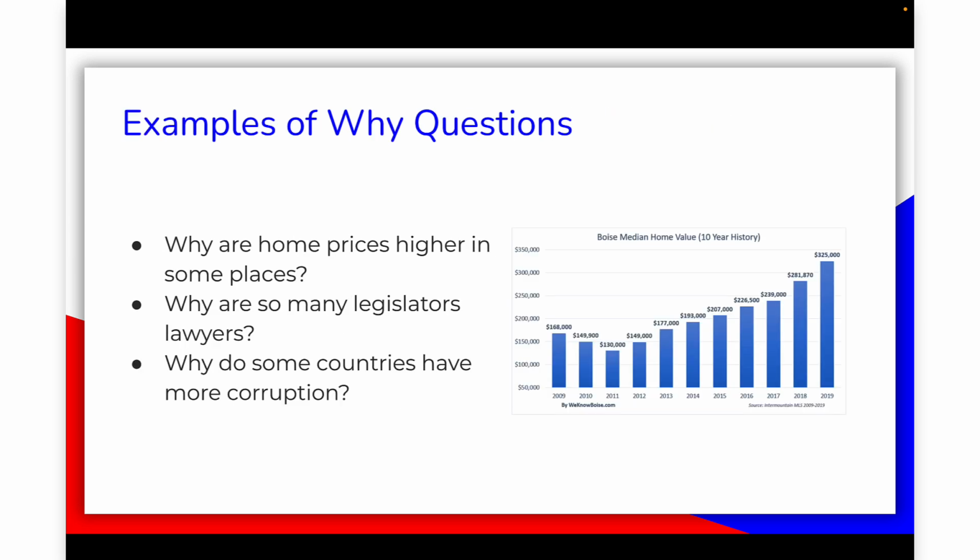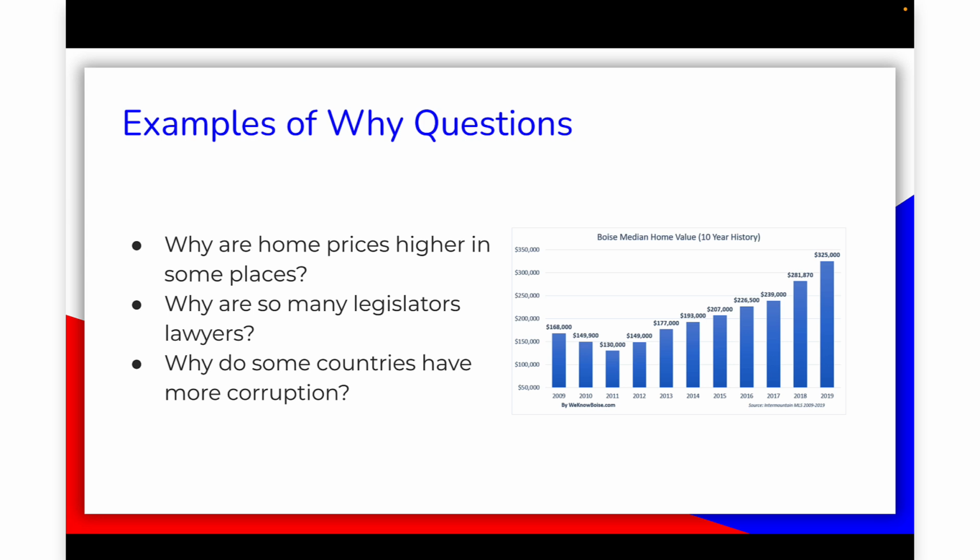So here's some examples of why questions. Why are home prices higher in some places, right? The dependent variable there is home prices. Why are so many legislators lawyers? The dependent variable is the number or percentage of legislators who are lawyers. Okay, that's the dependent variable. The answer, by the way, to that question is that it's money, because being a lawyer opens you up to social and professional networks that you're better able to fundraise with.